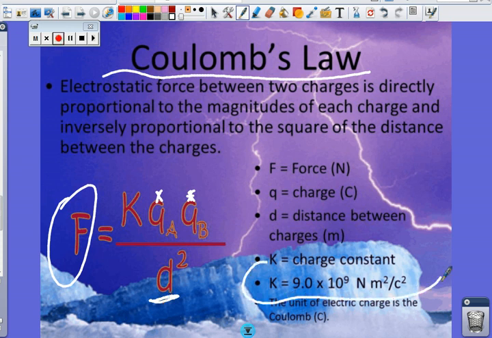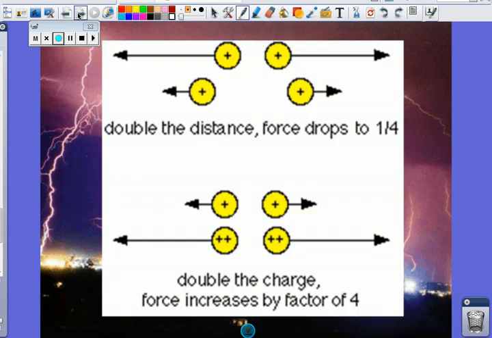K is a constant, 9.0 times 10 to the 9th newton meters squared per coulomb squared. It's just a constant. It's not going to change.